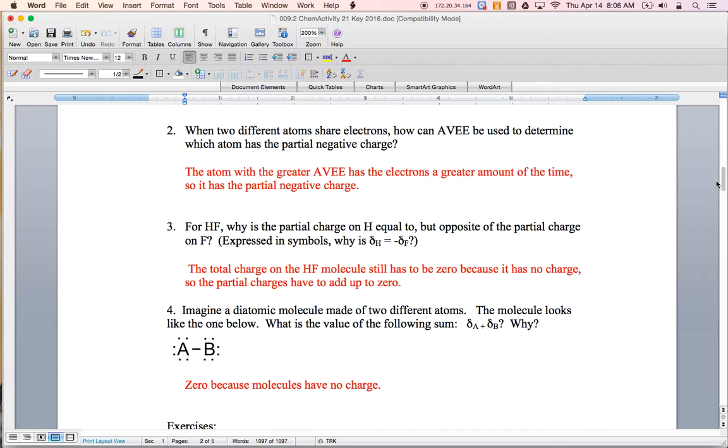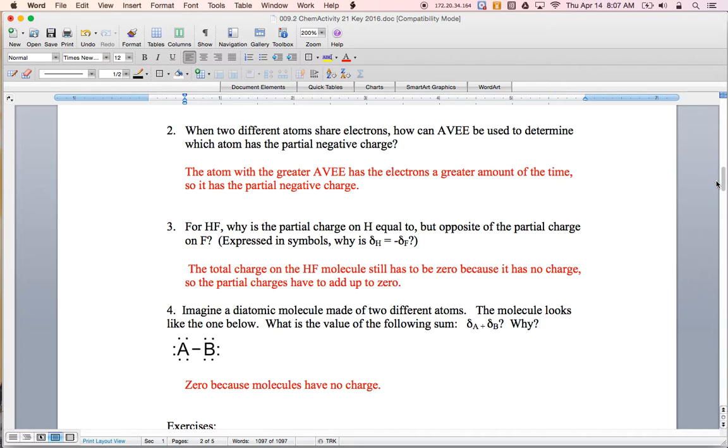In number 3, we have to explain why the partial charge on hydrogen is equal to but opposite to the partial charge on fluorine. This is just because the total charge on the hydrogen fluoride molecule still has to be 0. That's one of the pieces of our definition of the molecule. And therefore, if the fluorine has a little bit of partial negative charge, the hydrogen has to have an equal amount of partial positive charge so that it adds back to 0 again.